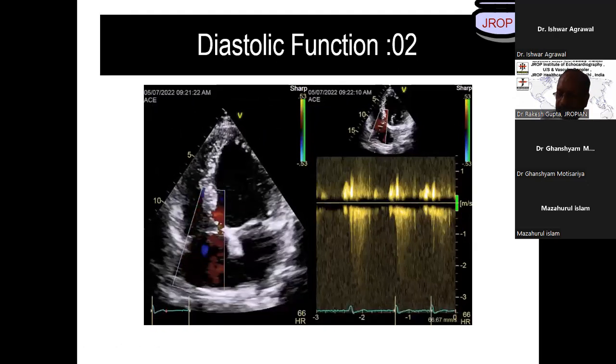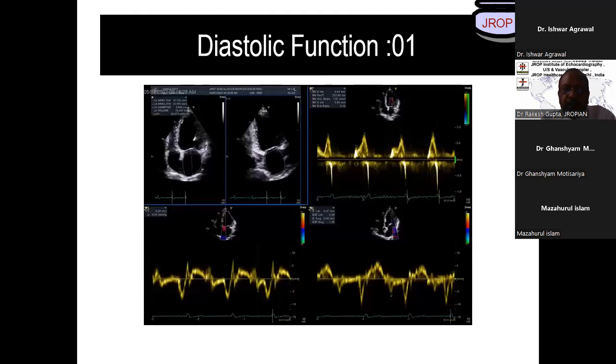Sir, this looks to be grade 1 DD. Why did you say grade 1, Rahul? So E by A ratio is less than 0.8, and even LA seems to be enlarged. The tissue Doppler E prime also is less than 7, and we are also getting a TR jet more than 2.8.